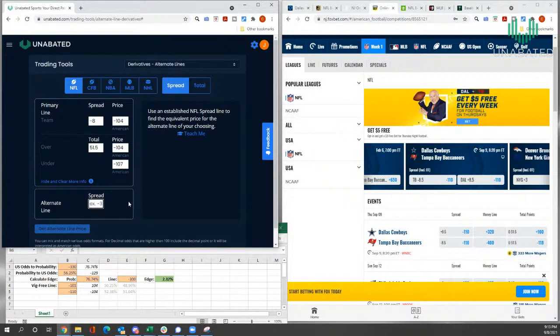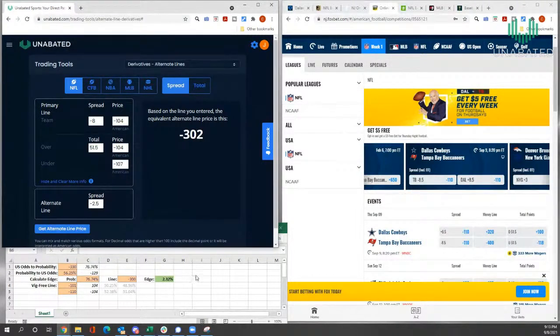So that said, if we were doing a 6-point teaser, especially at a shop that currently has Tampa Bay at -8.5, we could put in an alternate line of -2.5, and it would tell us that the equivalent price is -302. Now, when you have a teaser, I believe it is -268 if you're doing a 2-team -110 teaser. That's your break-even point, or is it?